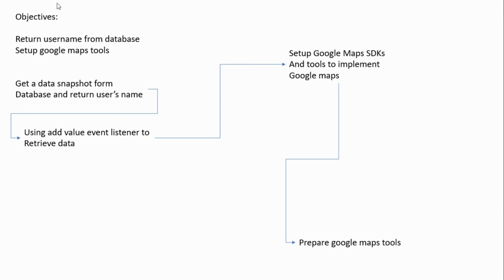I've set up the objective for this lesson. The first one is we need to get a data snapshot from our database to retrieve the user's name, and then we need to set up our Google Maps SDKs or APIs on our Google Cloud Console and enable them in our project. The goal is to prepare Google Maps tools to be able to use them efficiently in our application.